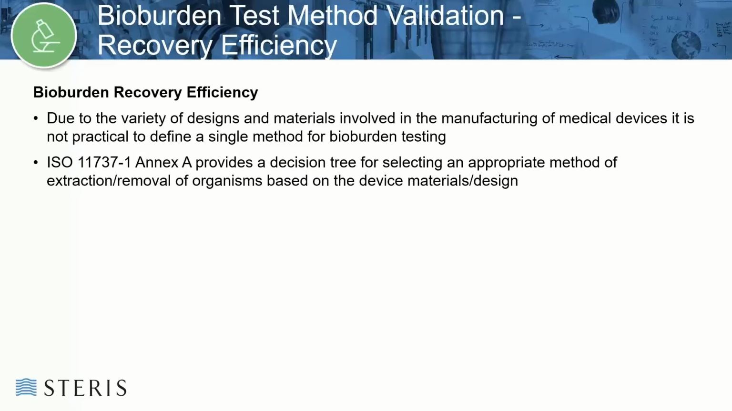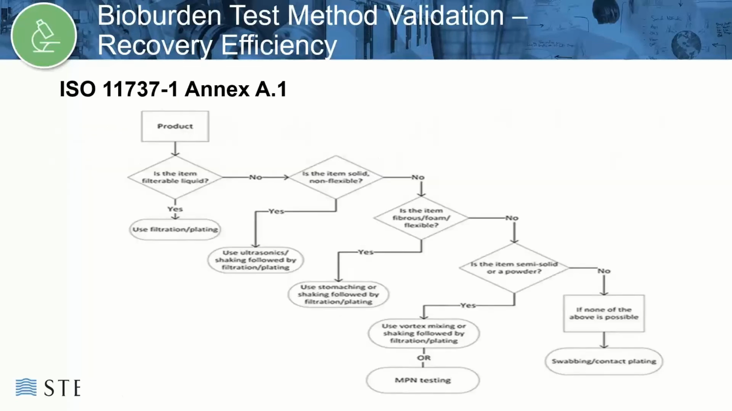Due to the variation in products that are tested, particularly device design and materials involved in the manufacturing process, it is not practical to specify a single extraction method for bioburden testing, i.e., the removal technique and culturing conditions. ISO 11737-1 Annex A provides a decision tree for selecting an appropriate method of extraction or removal of microorganisms based on the device materials or design. Here is the flow chart, which is present in ISO 11737-1 Annex A1.